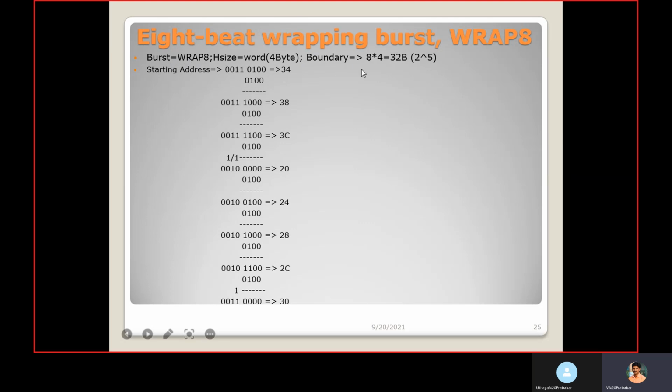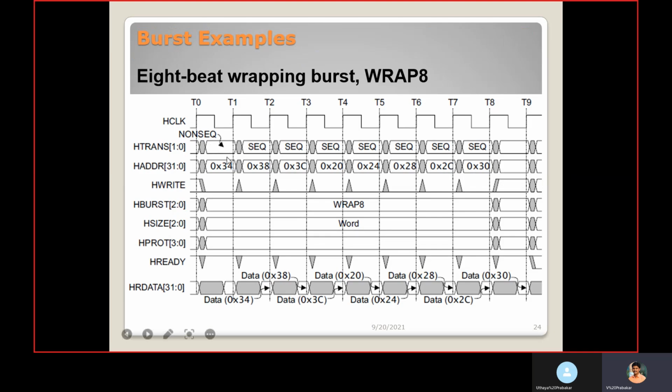Wrap 8 means 8 beats, and 4 bytes times 8 gives 32 bytes. We can represent that as 2 power 5. This 5 indicates how many bits it can support: it can support up to 5 bits. For each transfer, HSIZE is 4 bytes, so each time I need to add 4. The starting address given is 34, starting with a non-sequential transfer.